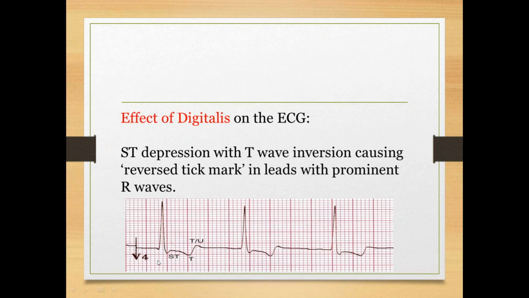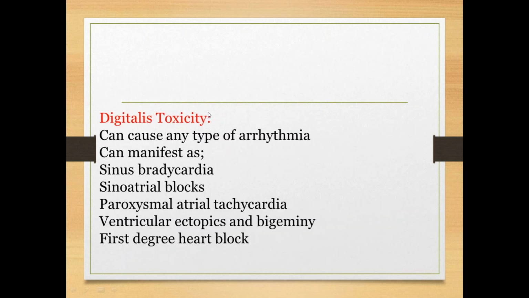R wave is the upward deflection. So there are prominent R waves with a reverse tick mark sign in patients taking digoxin. Now, if digoxin toxicity is suspected, it can cause any type of arrhythmias. There can be sinus bradycardia, sinoatrial blocks, paroxysmal atrial tachycardia, ventricular ectopics. We discussed ventricular premature complexes, there can be ventricular bigeminy, first degree heart blocks, and first degree AV block. All these kinds of arrhythmias are common with digitalis.